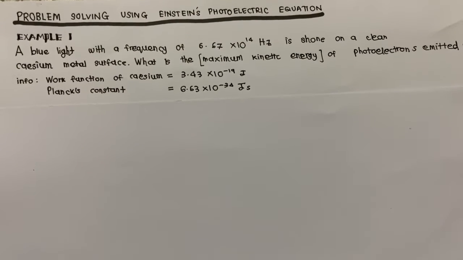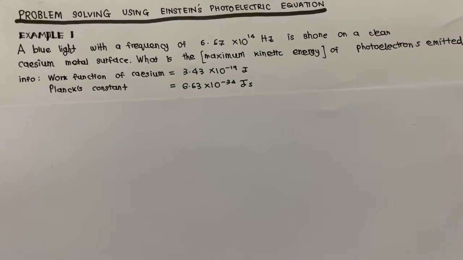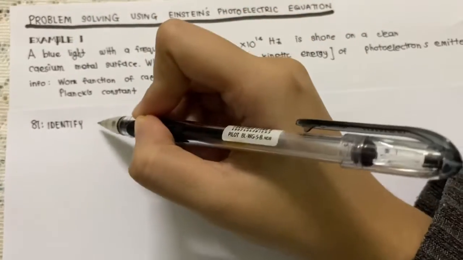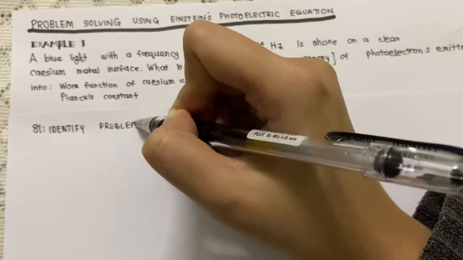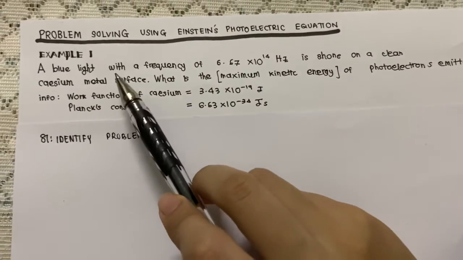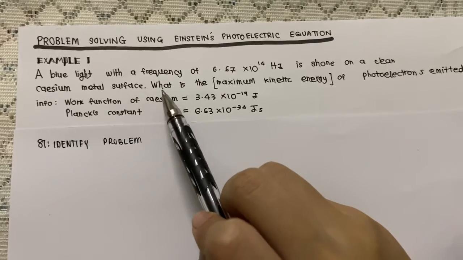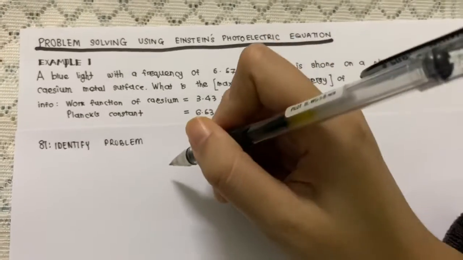In order to answer this question, we need to do a few steps. Step 1 is identify the problem. This statement tells us that a blue light with a frequency is shown on a clean calcium metal surface.